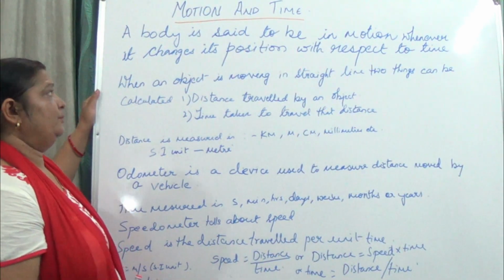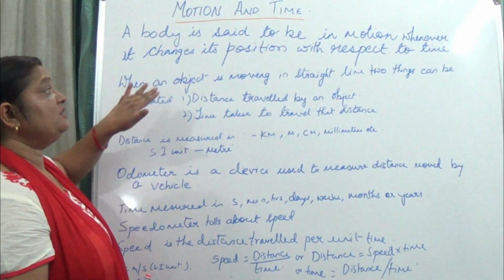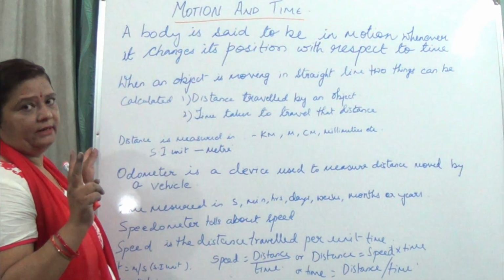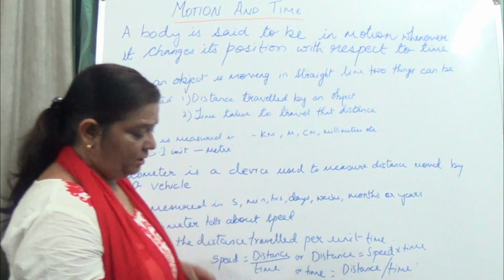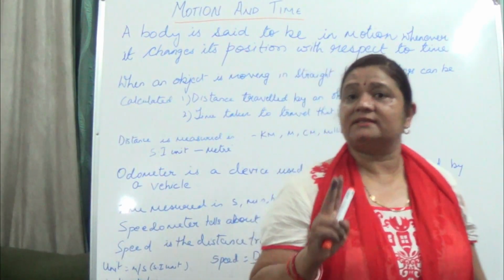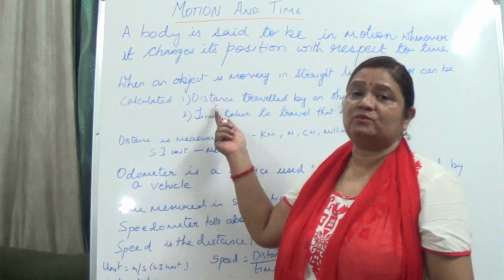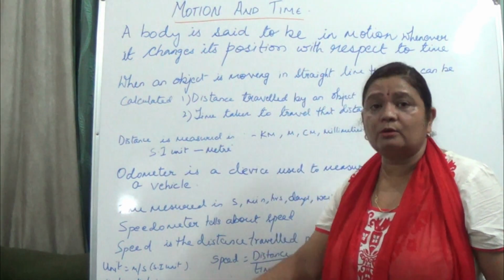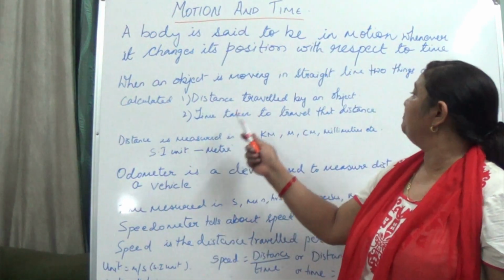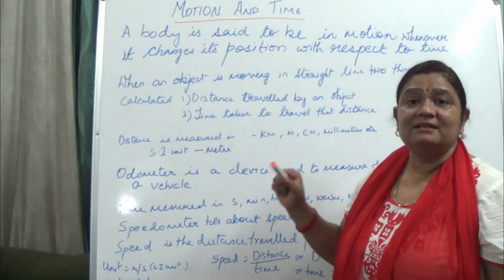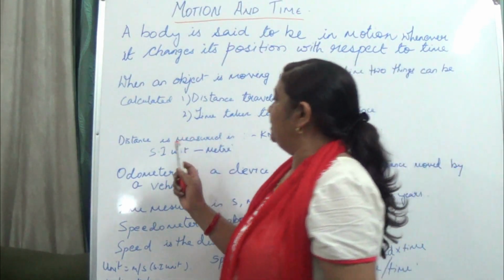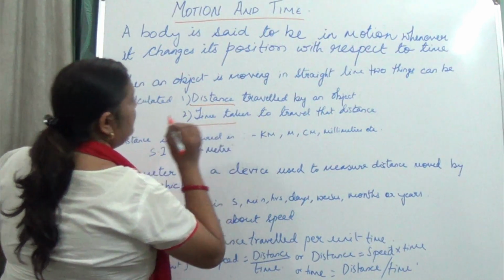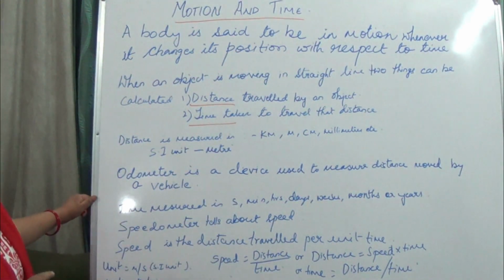Now, when an object is moving in a straight line, two things can be calculated. I moved from here to here, isn't it? Two things can be calculated: the distance traveled by the object, and the time it took to travel that distance. So we are calculating distance as well as time if the body is moving in a straight line.